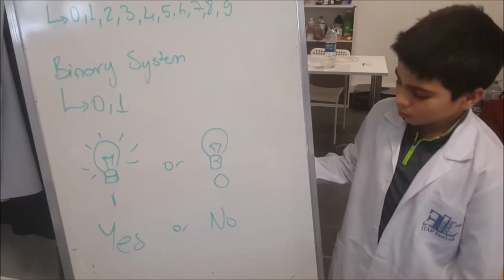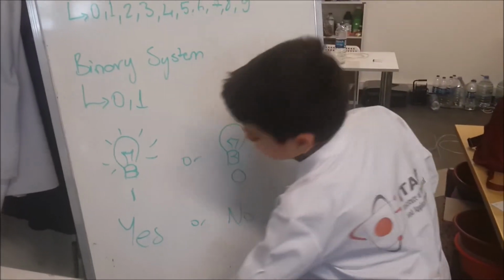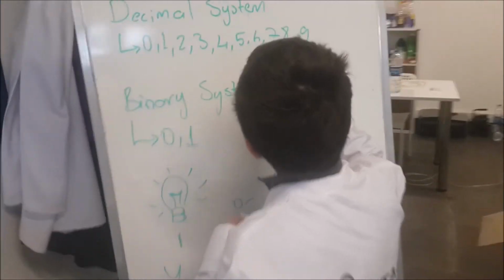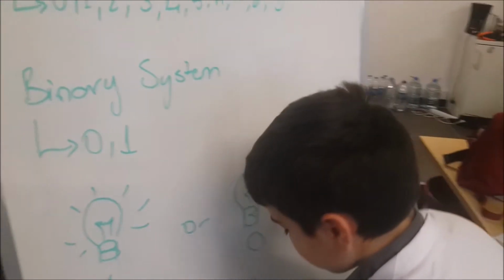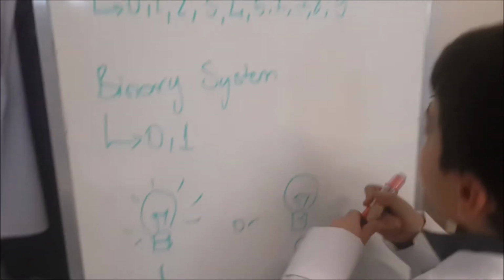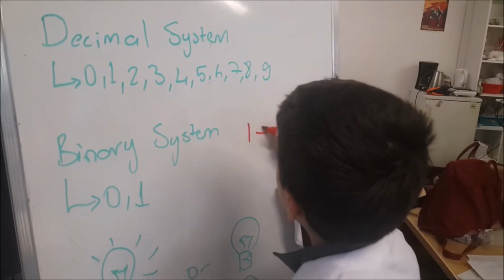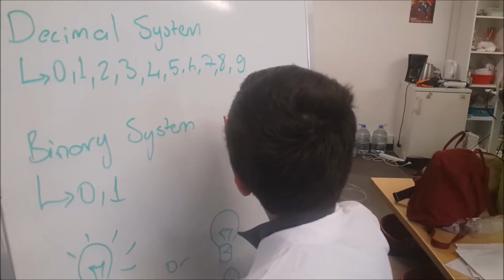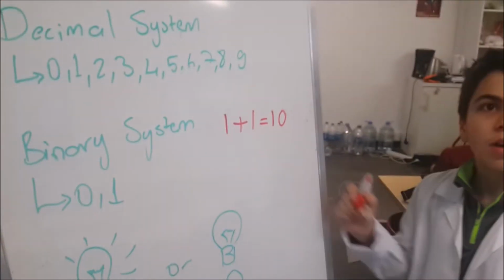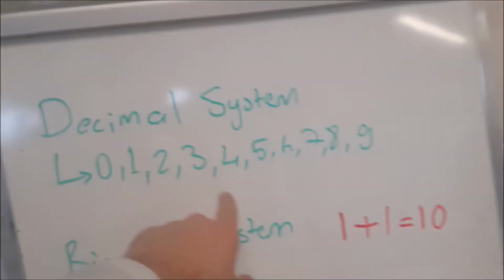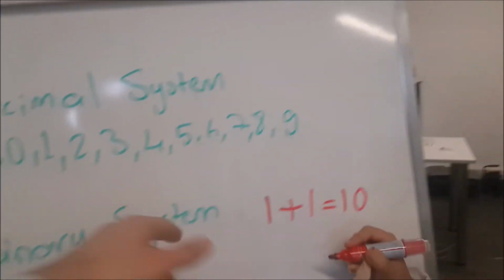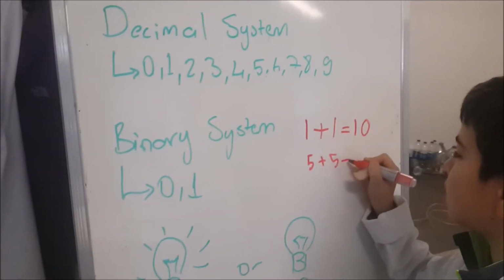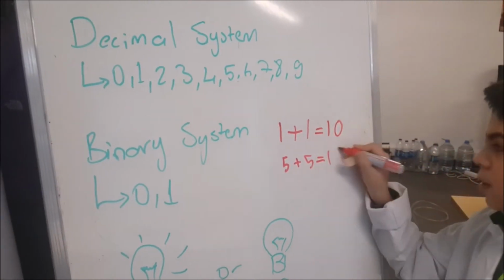Much more simple. Yeah. And if we were to add, for example, 1 plus 1 in binary, it would equal 1, 0. Just like 5 plus 5 in decimal, right? 5 plus 5 in the decimal system equals 10.